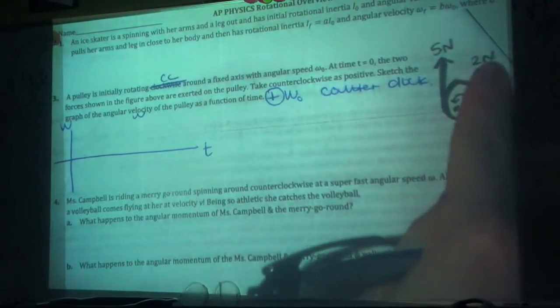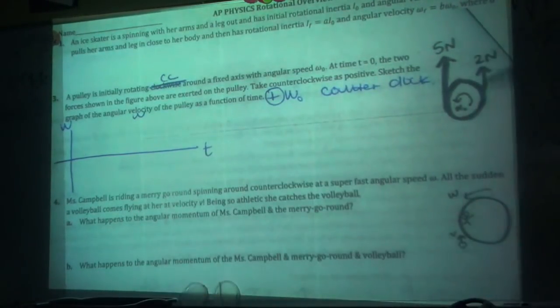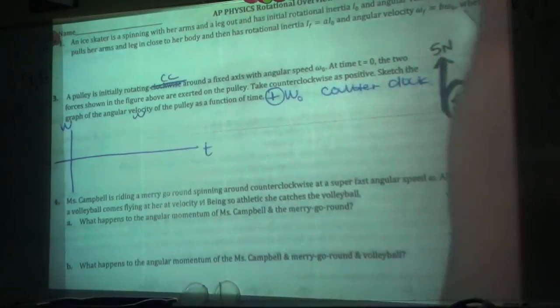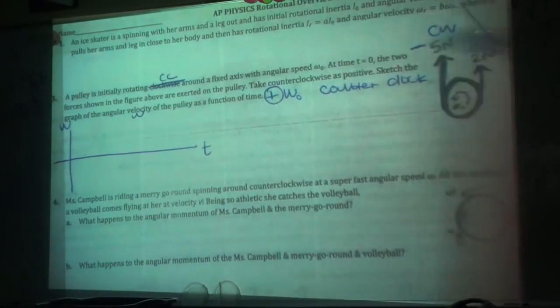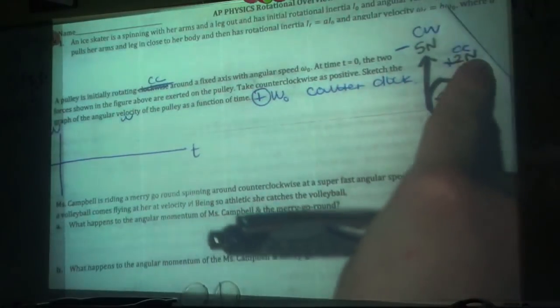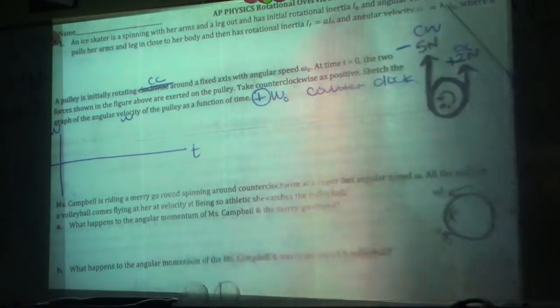And then if you look, I have two torques acting on the system. I have this 2 Newton, which would be going counterclockwise. And I have this 5 Newton, which is going around like this, which would be clockwise. So let's make this one positive and this one negative, because we said counterclockwise is positive, meaning clockwise has to be negative.